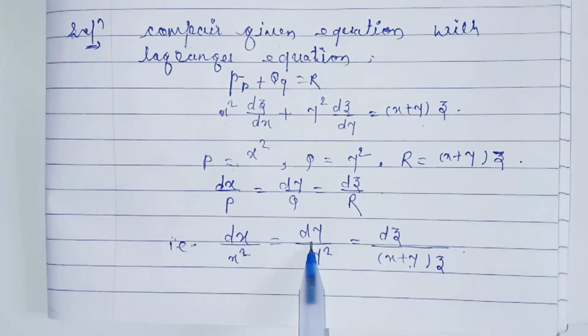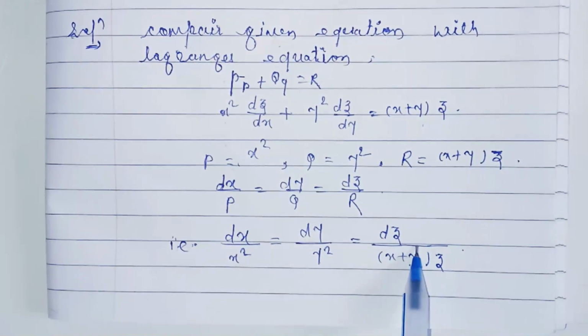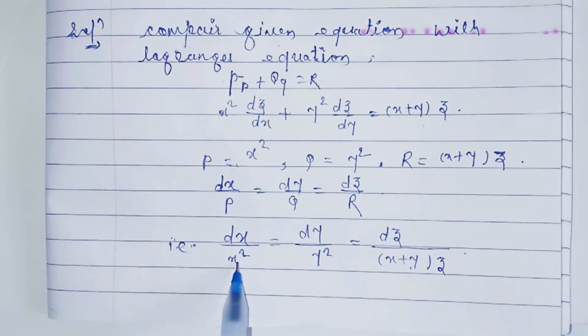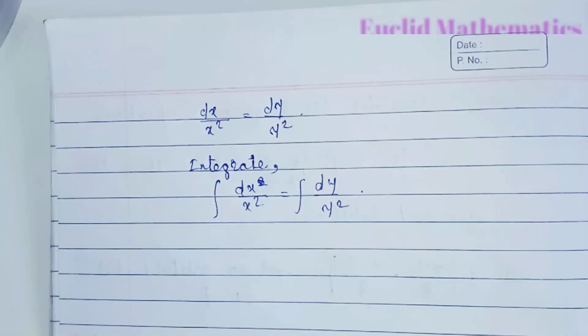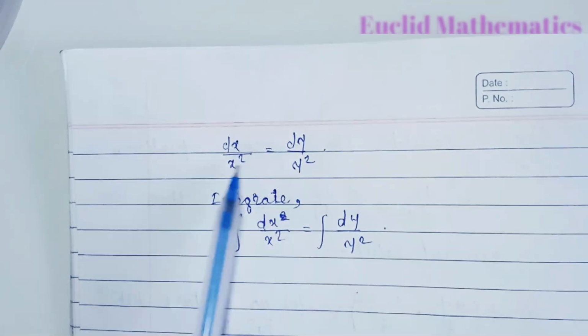Here we have three fractions. You can compare the first two, or you can add them and compare with the third. Just make sure that we get the values for C1 and C2 in order to get the solution. Let's compare the first two, because dx/x² = dy/y² is easier to solve. So we consider dx/x² = dy/y² and integrate both sides.